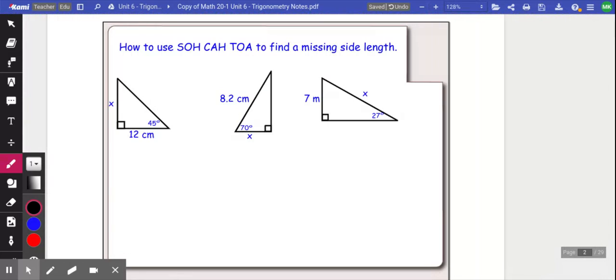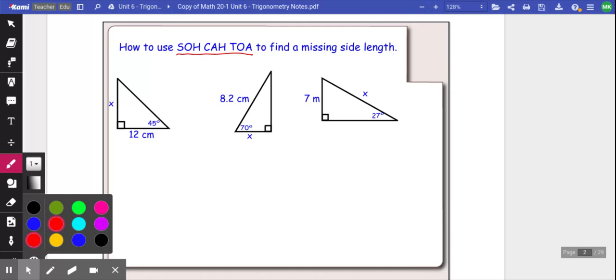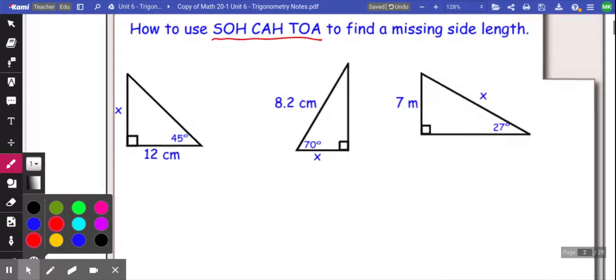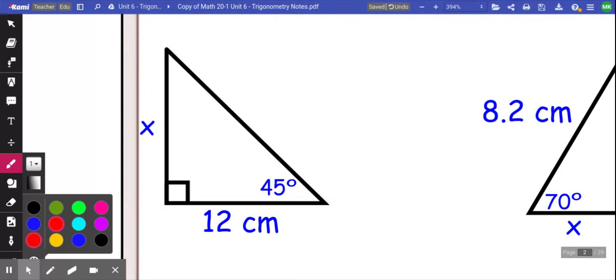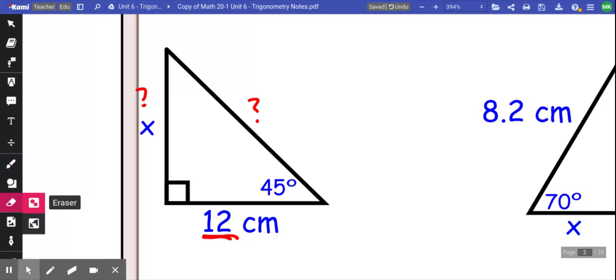Second thing we did in Math 10C when it came to trig is we used something called Sohcahtoa. Sohcahtoa helped us find missing side lengths in triangles when you only had one side given to you. So for instance, if you look at this triangle right here, you notice that we know one side, but we don't know two other sides. When that happens, you can't use Pythagorean theorem. So it means you have to use something called Sohcahtoa.